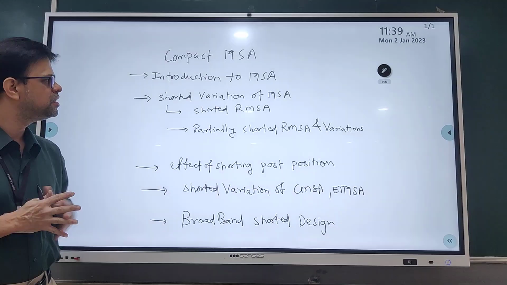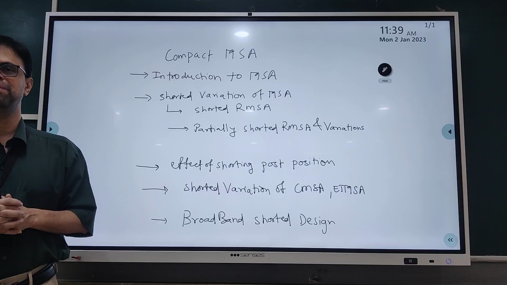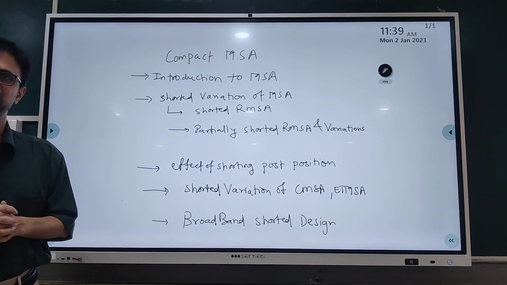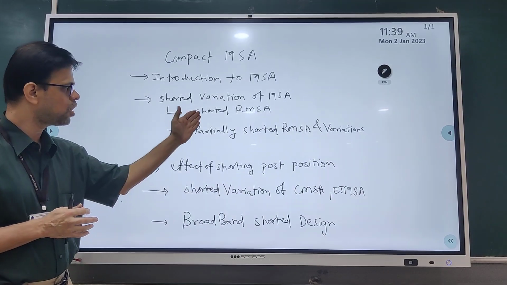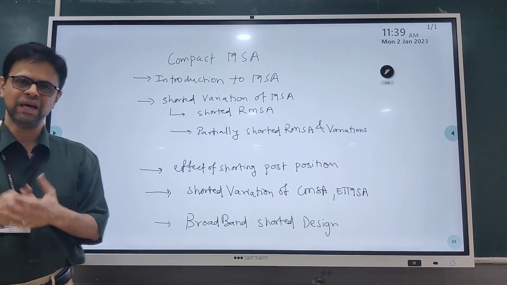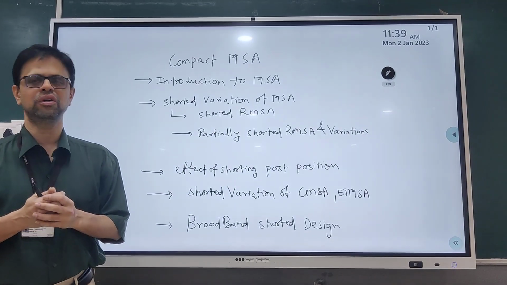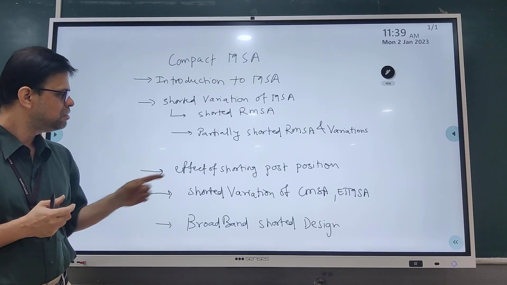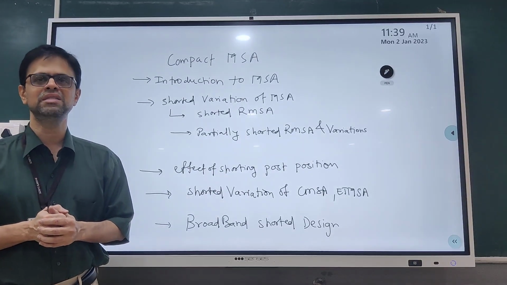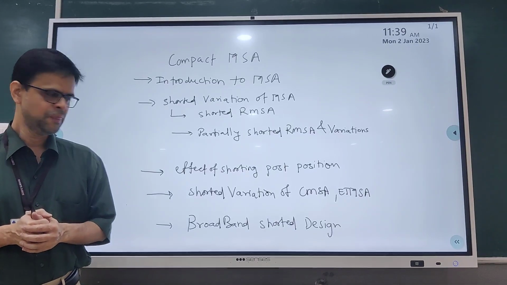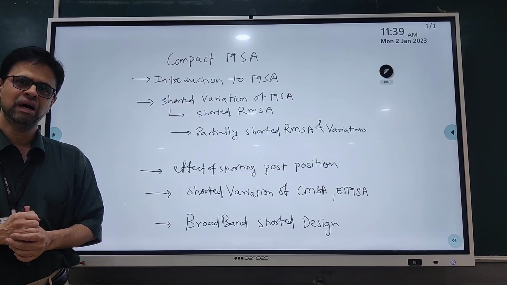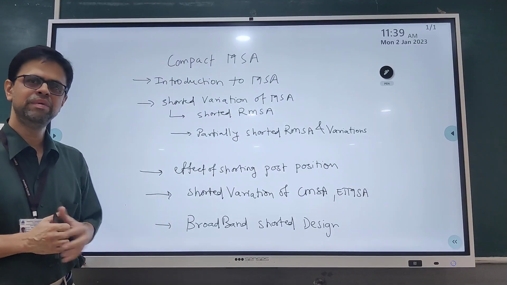Then we will talk about different shorted variations of compact MSA. Here, of course, primarily the focus will be on shorted designs of microstrip antenna, where we will talk about shorted RMSA and its variations, like an edge center shorted or a corner shorted microstrip antenna. Then we will talk about the effect of shorting post on the frequency, impedance and the radiation pattern of the compact MSA. Further, similar variations of circular microstrip antenna and equilateral triangular microstrip antenna will be discussed.